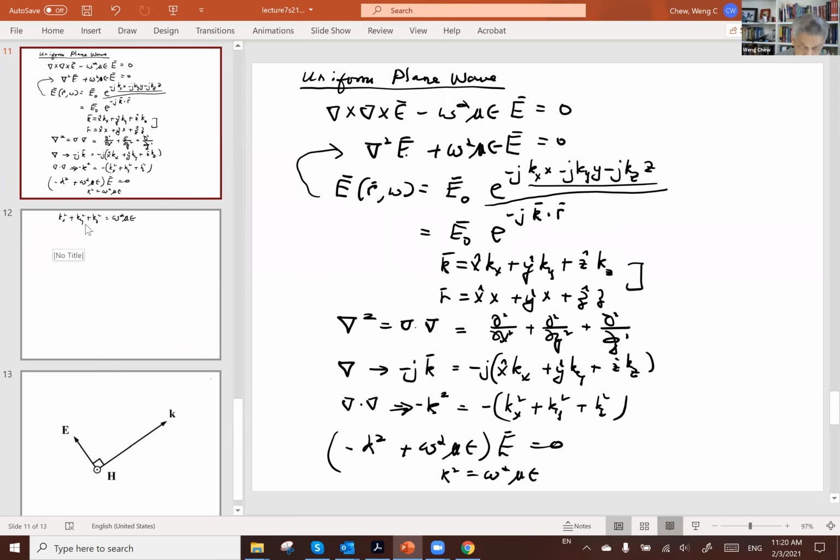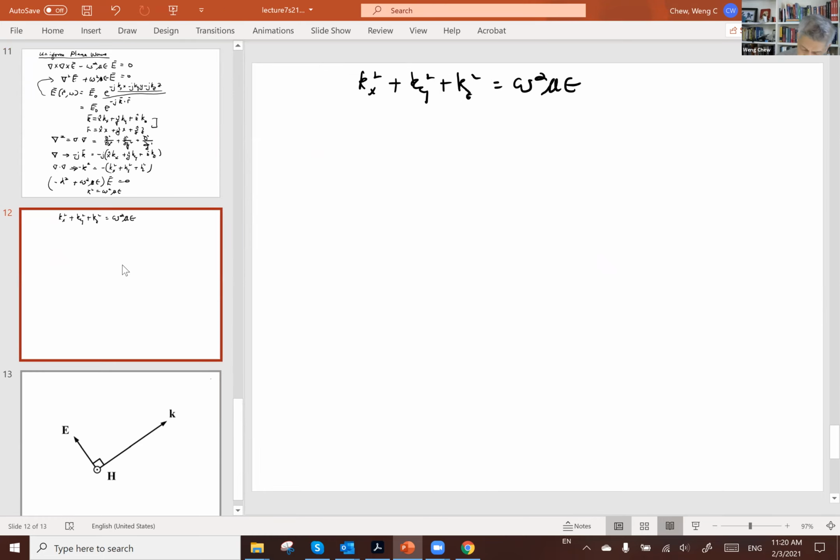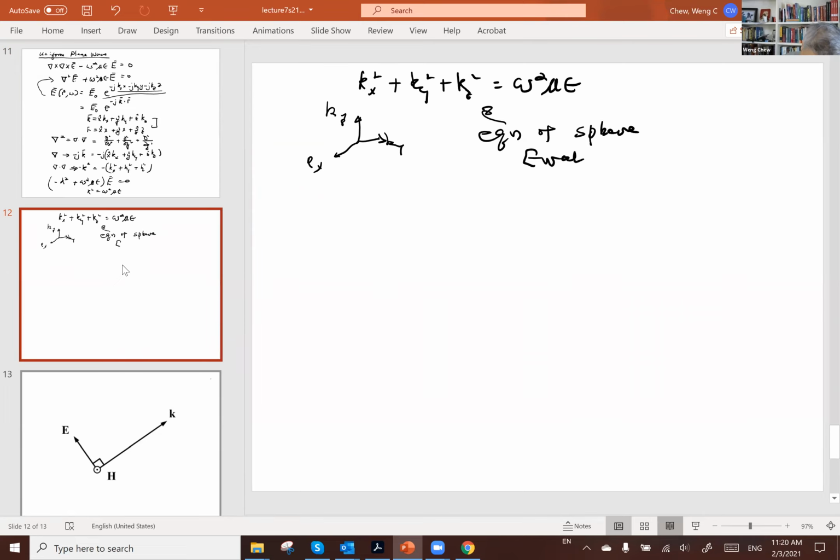And this is just an equation of a sphere. If you think of this as an equation in a 3D k space, this is the equation of a sphere, and that sphere is called the Ewald sphere. If you keep the right-hand side constant, which is the case when you operate the system at a constant frequency, then this is true. And this is called the dispersion relationship for a plane wave.